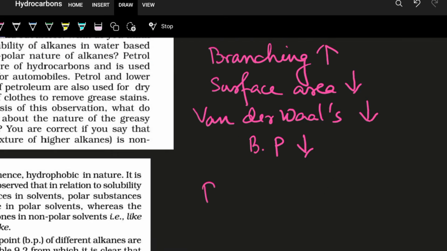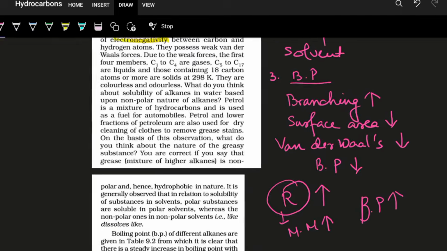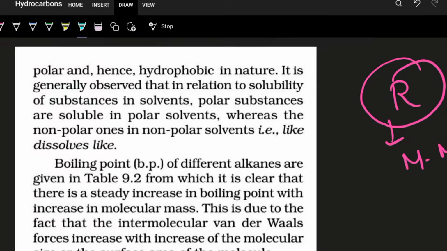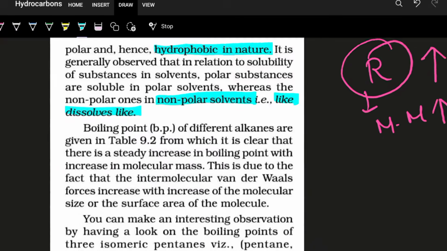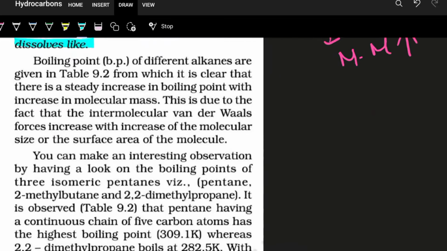Now, if the size of R increases, then obviously the boiling point needs to increase because the molecular mass increases with increase in the hydrophobic part, which is R. Now, the entire molecule is hydrophobic because it is non-polar in nature. We have seen already that it dissolves in non-polar solvents as like dissolves like. So, try to explain it with the nature of the solvent. Since the solute is non-polar, it will be soluble in non-polar solvents.